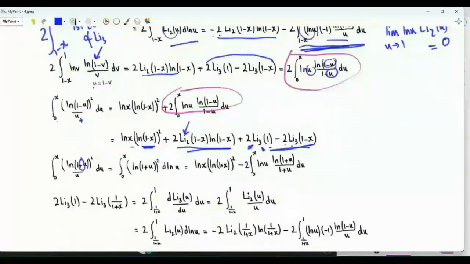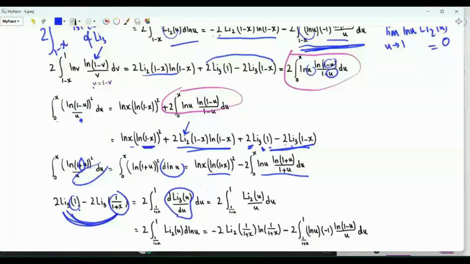To obtain the integral with a plus sign, we do essentially the same steps. du over u is d ln u. We do integration by parts. Study this difference of trilogarithms. This is double the integral from 1/(1+x) to 1 of the first derivative of the trilogarithm, which is equal to the dilogarithm of u divided by u. Then we do integration by parts. We get this integral expressed in terms of both the dilogarithm and the trilogarithm.